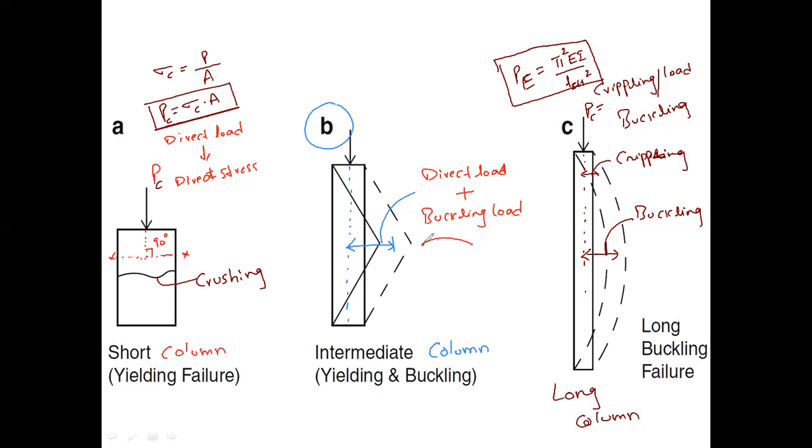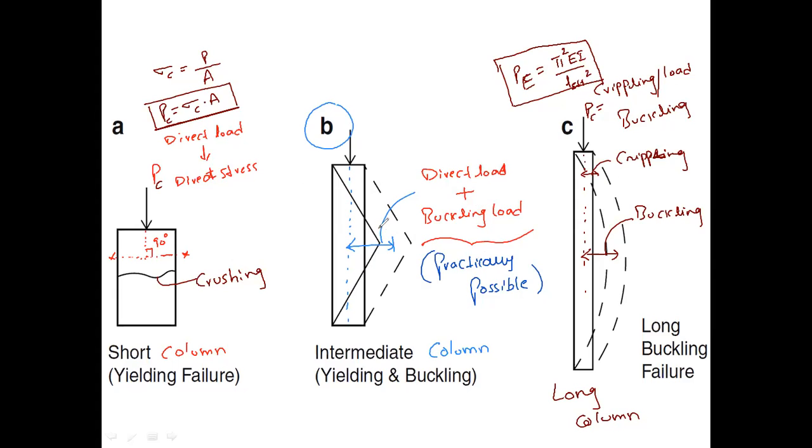This is what is practically possible. Understand? This is what happens practically. So practically there is a possibility of direct load which creates a direct stress. Practically columns will undergo buckling along with the direct load, so it will have a buckling stress, or crippling also. Understand? So this is what is practically possible. So how to calculate this?